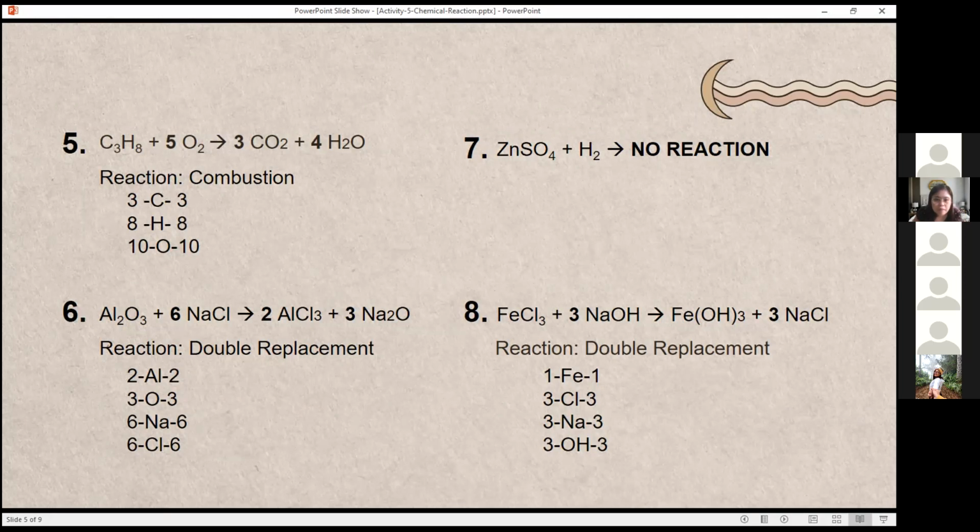Then next, for number 8, we have ferric chloride reacting with sodium hydroxide to obtain the products iron hydroxide and sodium chloride. The reaction here is double replacement since two ionic compounds exchange to form two new compounds, which are the iron hydroxide and the sodium chloride. So to balance the equation, we added 3 as the coefficient for sodium hydroxide and another 3 for the coefficient of sodium chloride. So that's it.